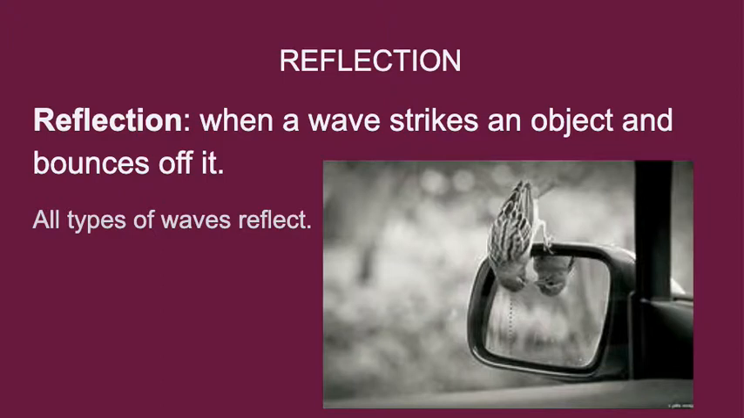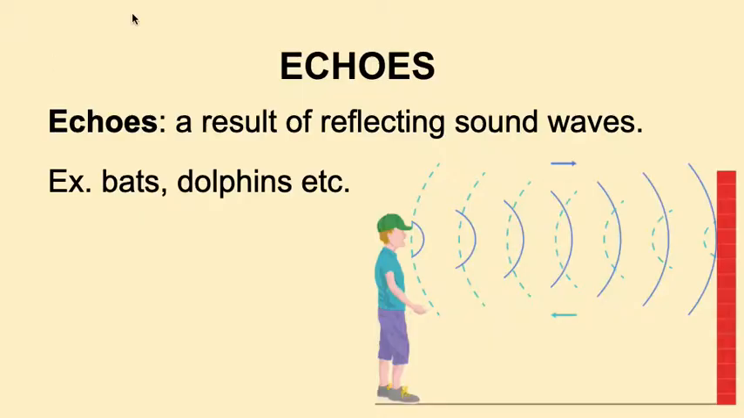So the first thing we're going to start talking about is something called reflection. Now reflection is when a wave strikes an object and bounces off it. All types of waves will reflect, whether it be sound waves, light waves, or electromagnetic waves like radio waves. An echo is a result of reflecting sound waves.